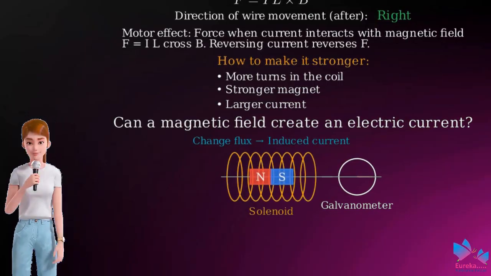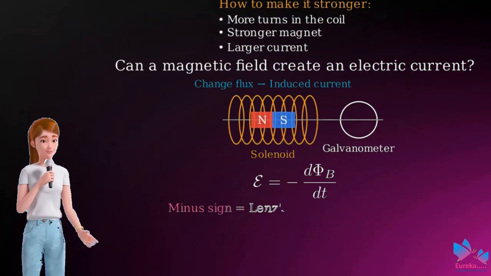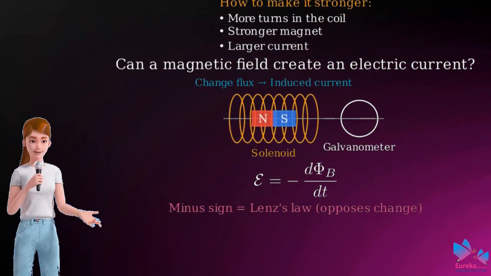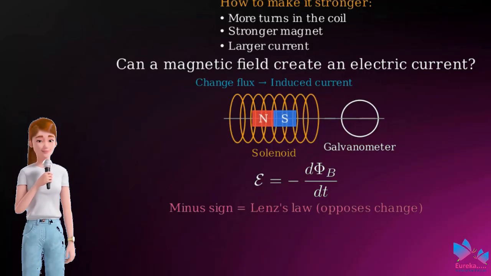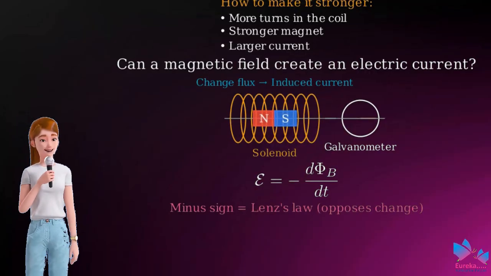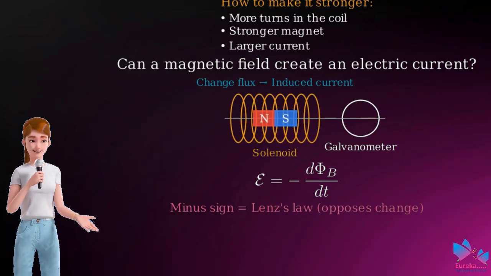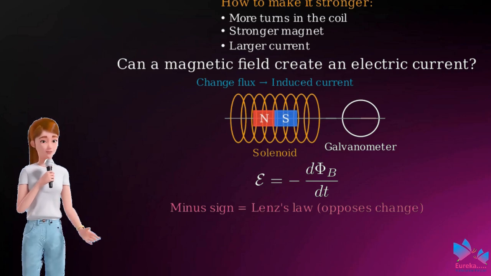The deflection only happens while the magnetic flux is changing. This is electromagnetic induction. A changing magnetic flux produces an electromotive force. Faraday's law says the induced voltage equals negative the rate of change of magnetic flux. The minus sign is Lenz's law. The induced current always opposes the change that created it.